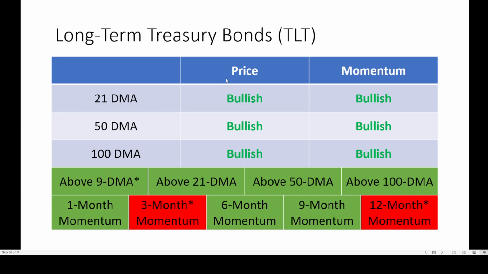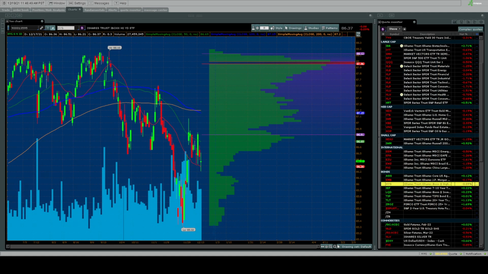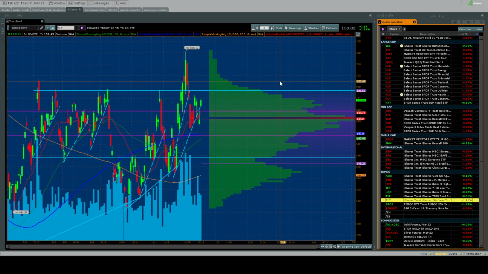Of course, we know the Bond King loves duration, loves as much of it as he can get. Price momentum bullish, now above the 9-day moving average, so above all the key moving averages. 3-month and 12-month momentum are negative and falling, but is that enough to deter TLT from where it's about to go? Well, the answer is no. And let me tell you how you knew what was going on.